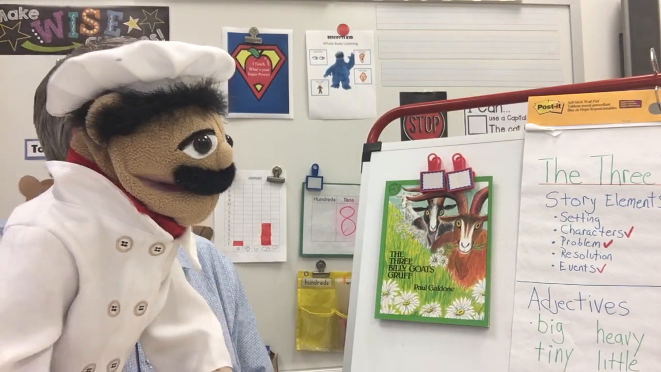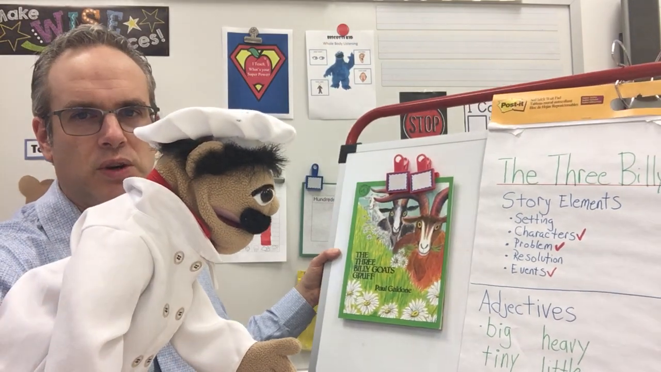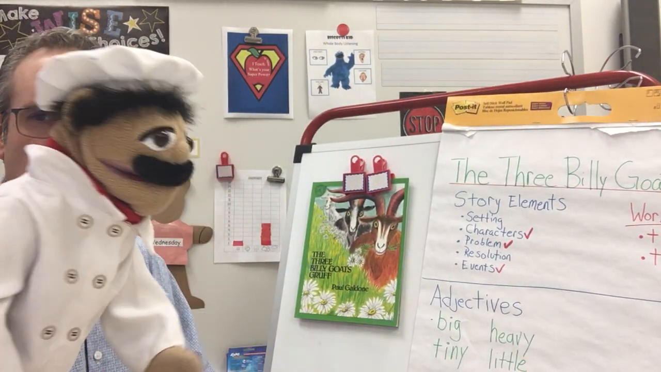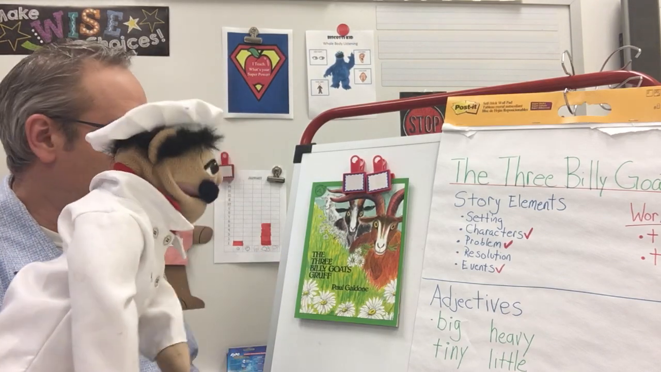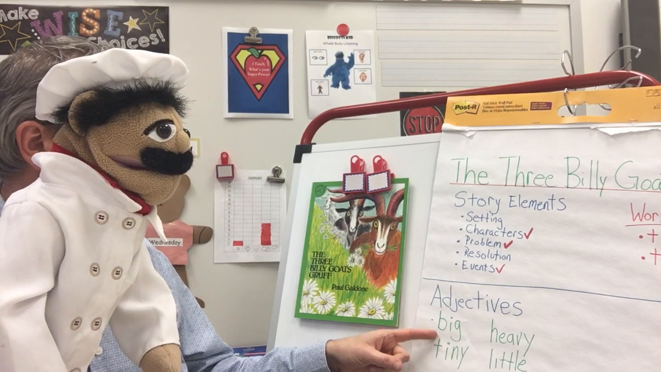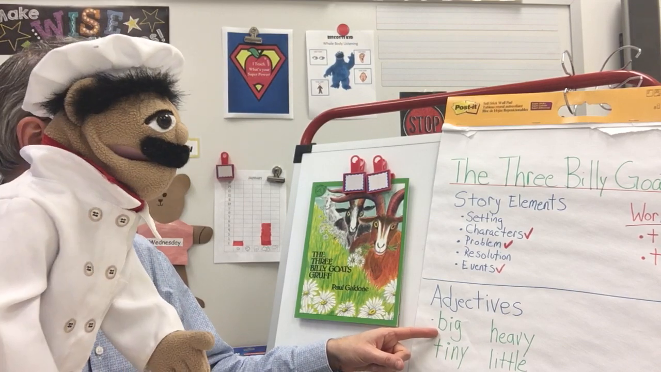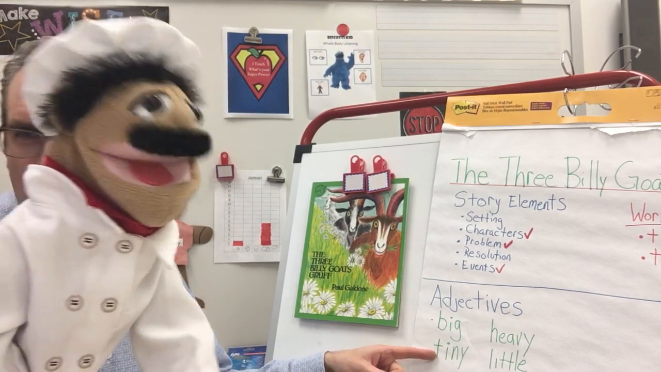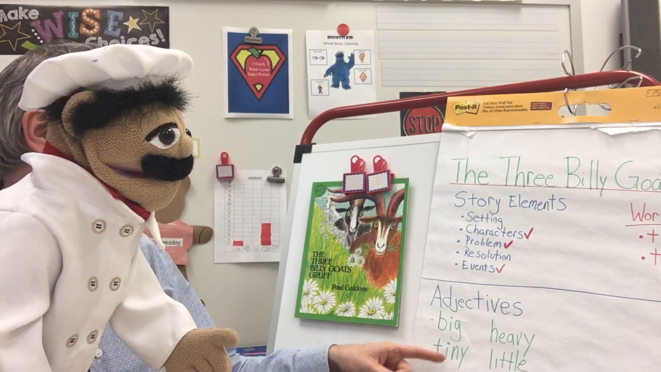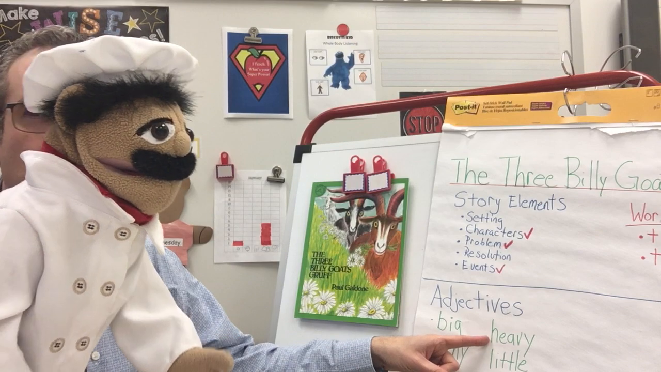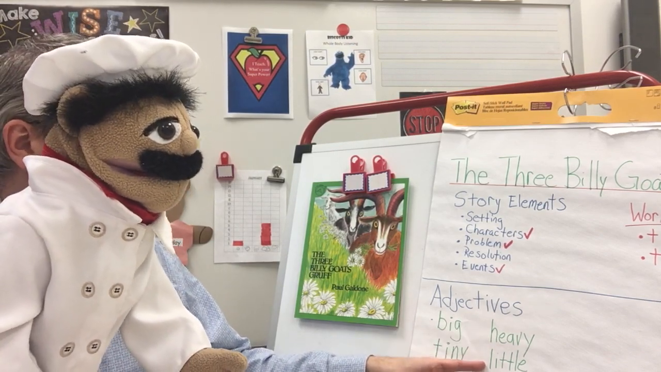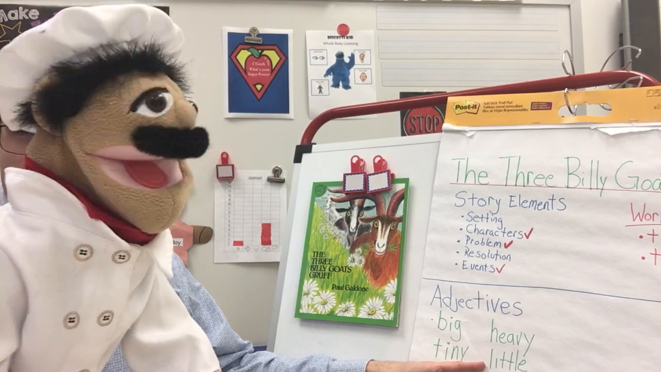So I had some words written here next to where it says adjectives. And these are some of the words that you used. Can you read them for the kids? Oh, yeah, I see. I'll point, you read. That word's big. Big's a good word. One of the billy goats was big. Tiny. Oh, yeah, the little white one was tiny. He went over the bridge first. Heavy. Which one was heavy? Oh, the last billy goat was heavy. And little. Well, yeah, the white one, he's little and tiny, I would say.